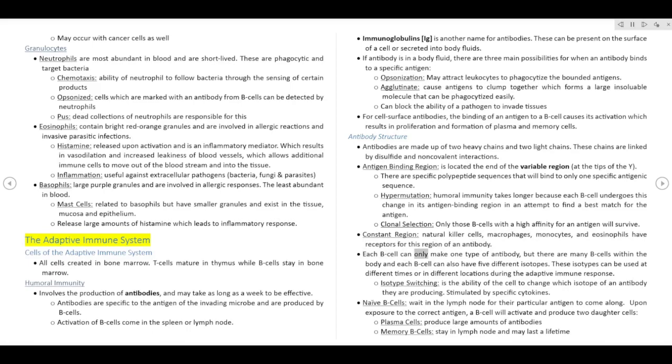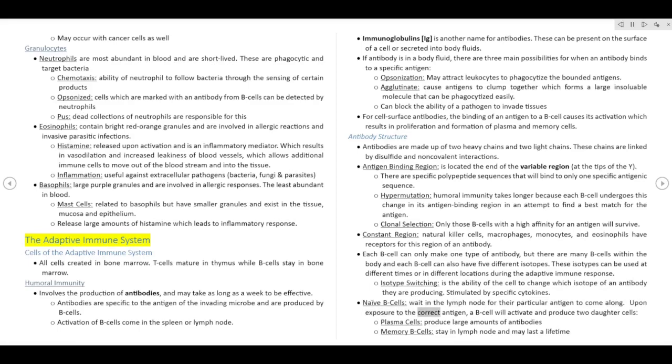Each B cell can only make one type of antibody, but there are many B cells within the body, and each B cell can also have 5 different isotypes. These isotypes can be used at different times or in different locations during the adaptive immune response. Isotype switching is the ability of the cell to change which isotype of antibody it is producing, stimulated by specific cytokines. Naive B cells wait in the lymph node for their particular antigen to come along.